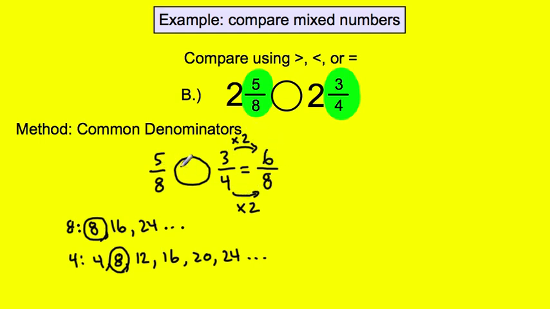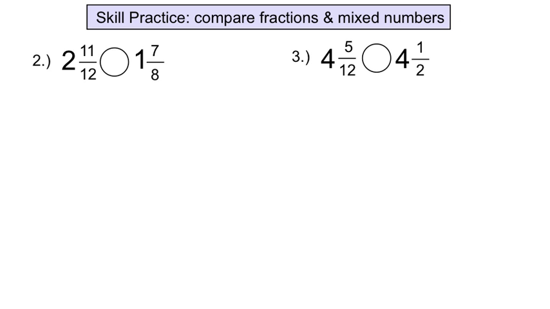And in this situation, 5/8 is less than 6/8. And so it gets one of those symbols. So 2 and 5/8 is less than 2 and 3/4. Moving on through a couple more examples.